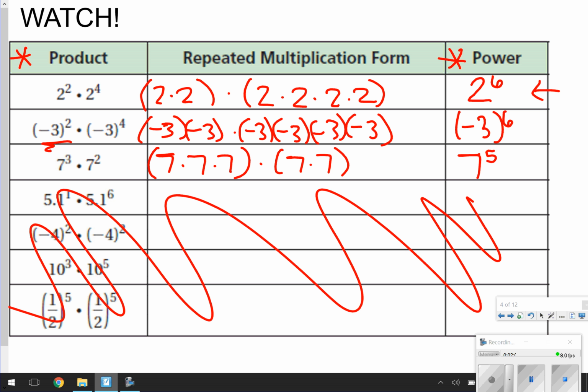This is just one product of powers property, but notice that when you have the same base, all you're doing is adding the exponents together.